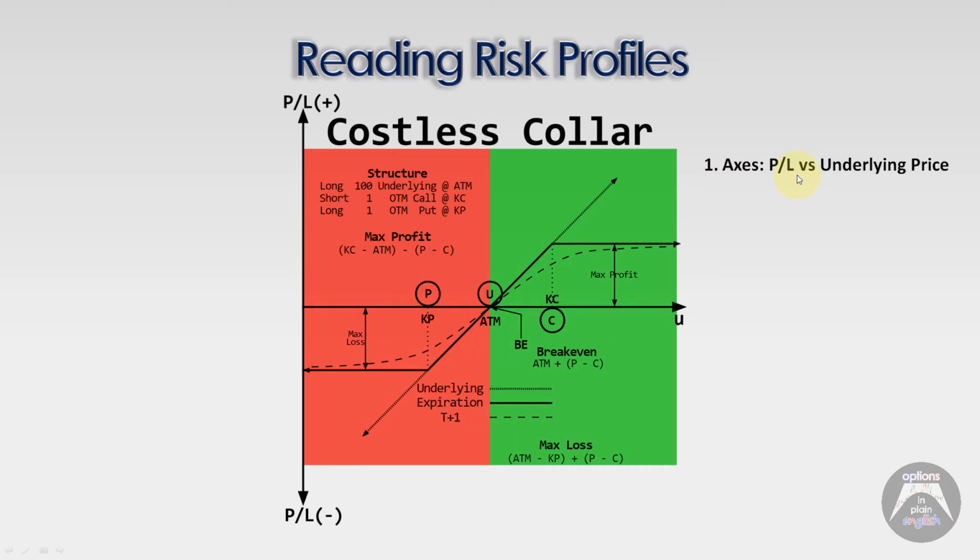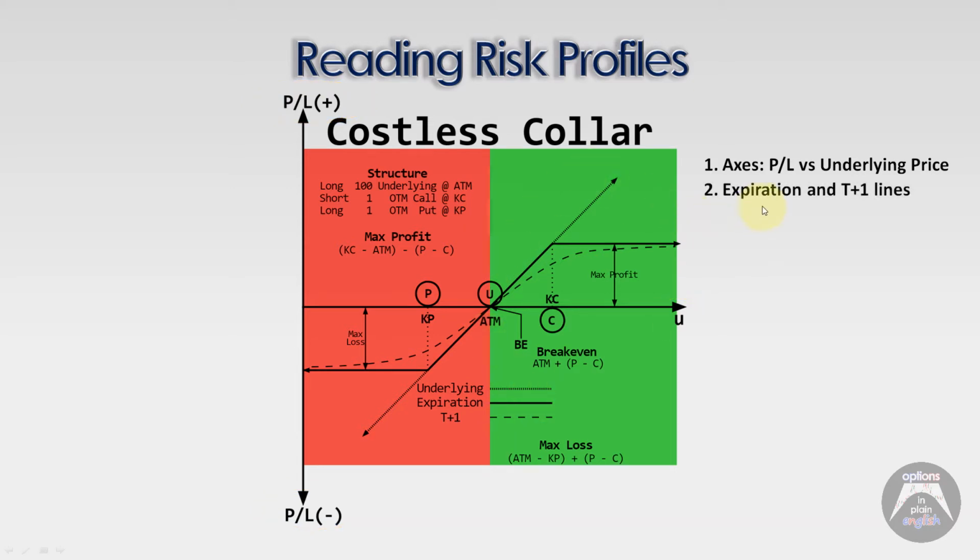To begin with, we start with the axis. So we have the P&L on the y-axis, and we have the underlying price on the x-axis. This is representing all the different prices that the underlying can have as you analyze a certain strategy. And on the y-axis, you have the P&L. So anything that's above the x-axis is going to be profit, and anything that's below is going to be a loss. So this is standard procedure. This is pretty self-explanatory, but still worth mentioning just to make sure we're all on the same page.